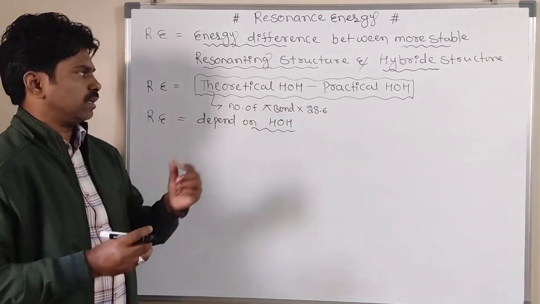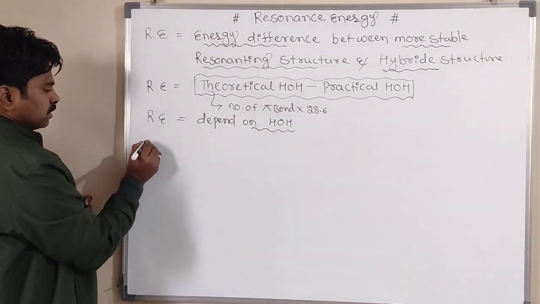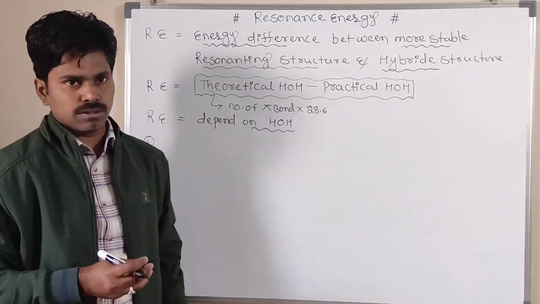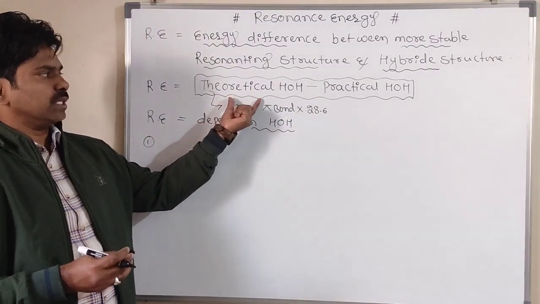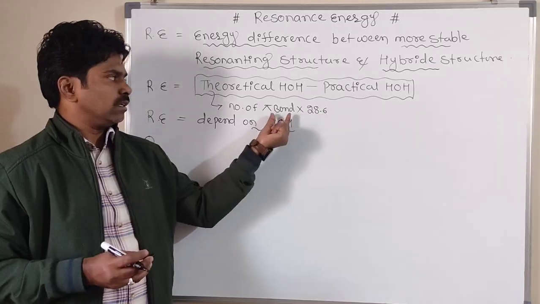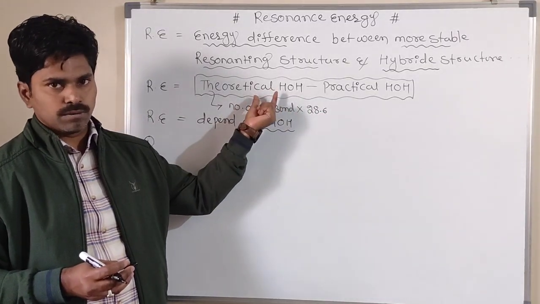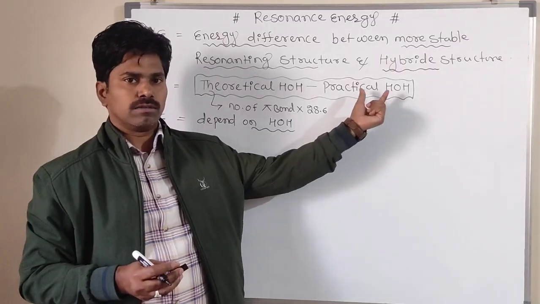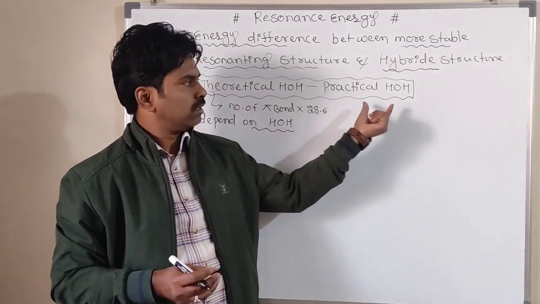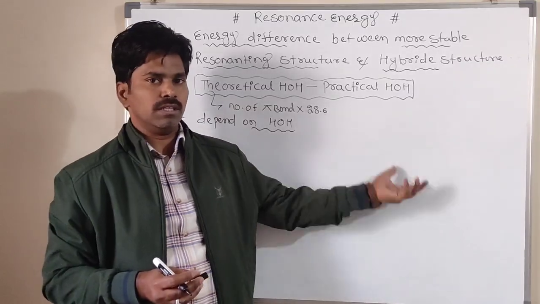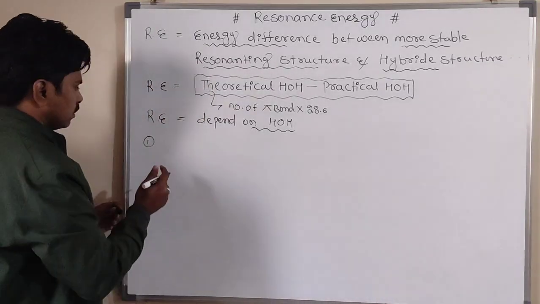Okay, right. So come to the one question. I will explain what is the theoretical heat of hydrogenation and what is the practical heat of hydrogenation. Theoretical heat of hydrogenation means you have to multiply the number of pi bonds with the 28.6, getting the theoretical value. So what is the practical value? The examiner will be giving it in the question paper. That is the practical value. So the experimental value will be there in the paper.